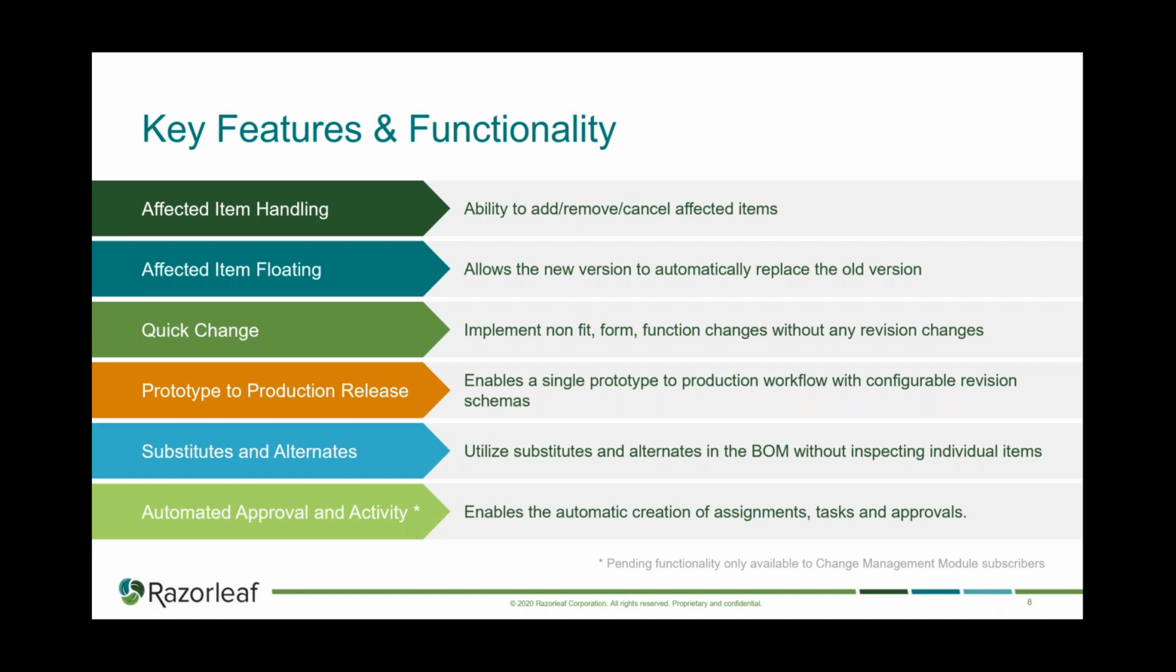So I kind of reviewed these at a high level, just a recap before we get into the demonstration here. Affected item handling: the ability to add, remove, cancel. The floating, allowing a new version to automatically replace an old version. Quick change, non-fit form function. I just spoke about the prototype to production release cycle, the substitutes and alternates, how we deal with those in a bill of material. And then lastly here, the automated approval and activity assignment.